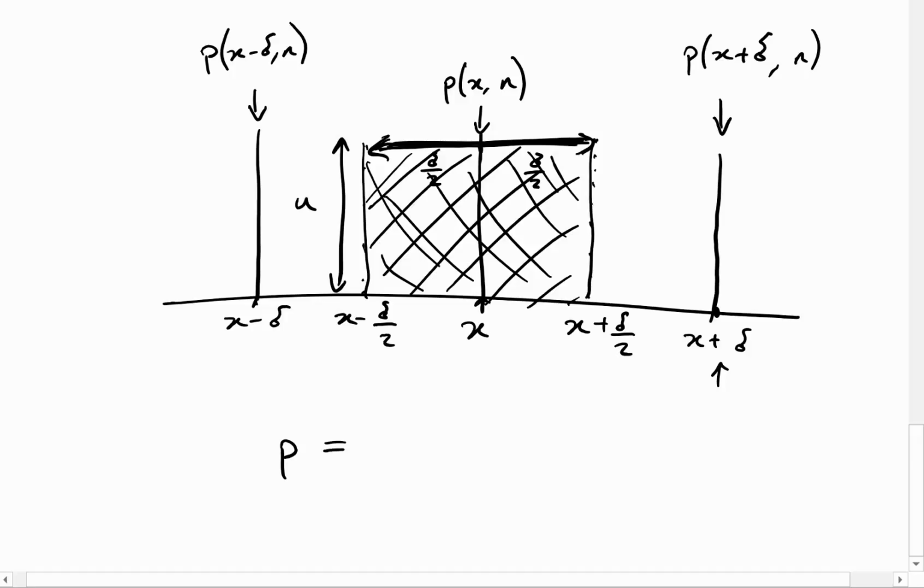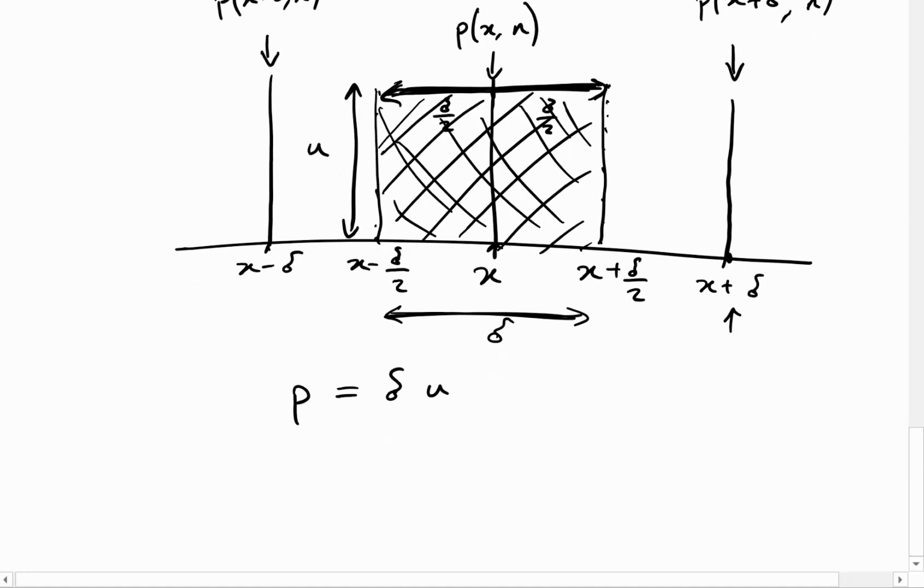And what is it currently? Well, I've just said it's going to be base times height, right? So the base at the moment, that distance there, is delta. And that height I've just called u, kind of arbitrarily. I want to call it something. That's u for height. And so now I know how I can find an expression for u. So u is just going to be probability over delta.